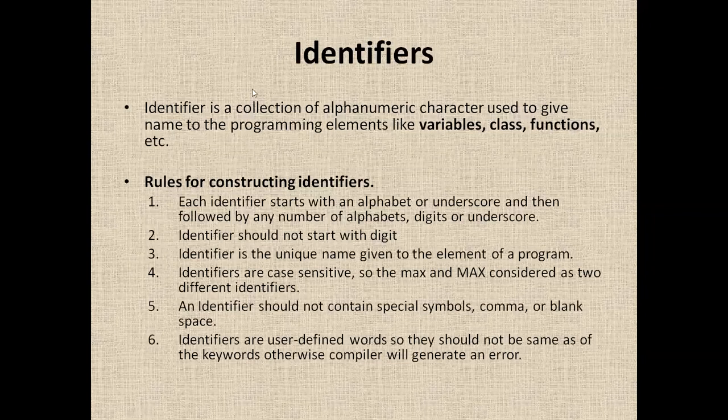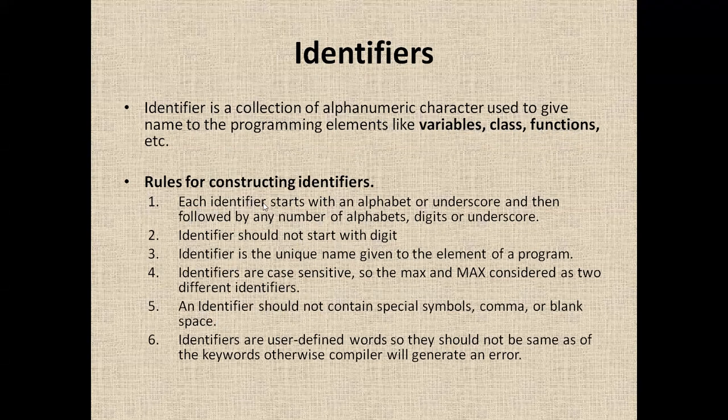Next, we'll study the identifiers. Identifiers are nothing but a collection of alphanumeric characters which are used to give names to programming elements like variables, classes, or functions. If you want to declare variables, classes, or functions, for that purpose you will require identifiers. And for constructing those identifiers, some rules are there.